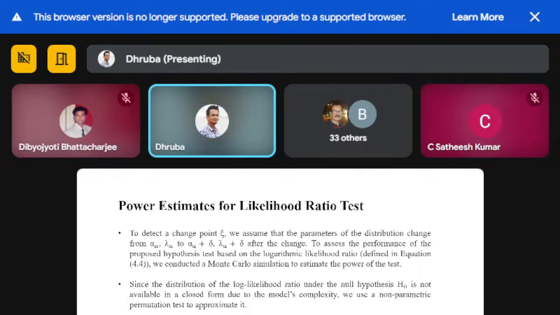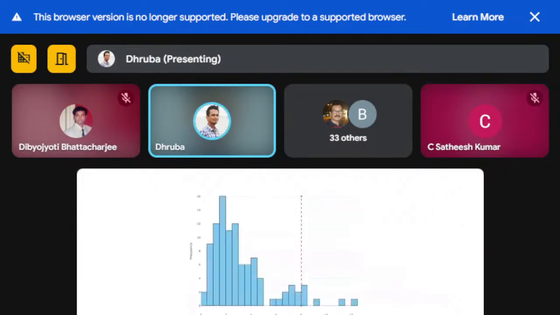And since the distribution of the log likelihood ratio under the null hypothesis is not available in a closed form due to the model's complexity, we use a non-parametric permutation test to approximate it. And we generate 500 random permutations of the observed data under the assumption of no change. For each permuted data set, we compute the log likelihood ratio, thus constructing an empirical distribution of the test statistic under H naught. So here is the empirical distribution of the log likelihood ratio.